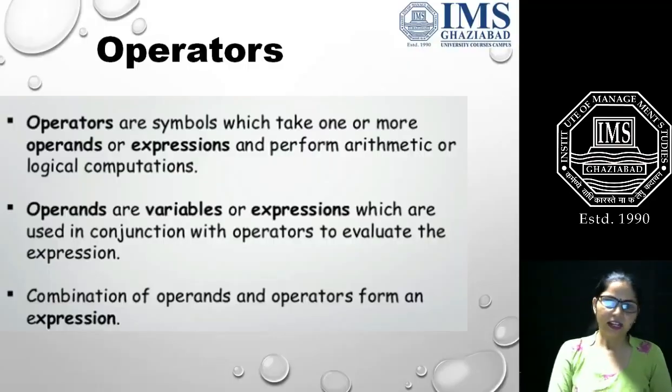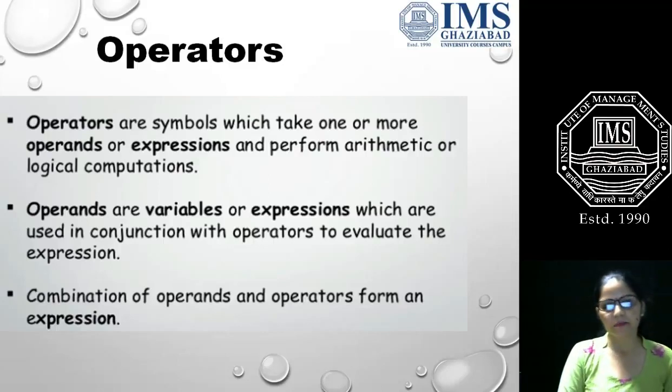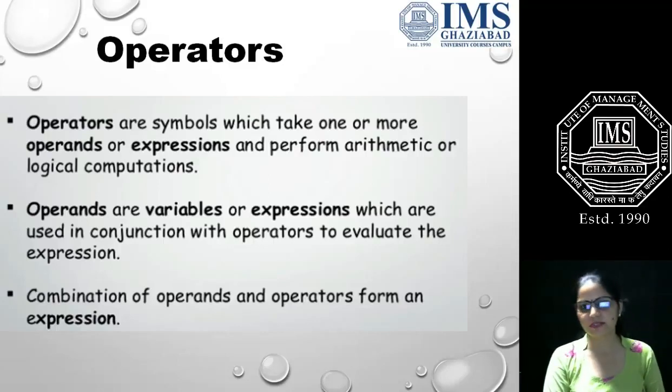Today we will be discussing operators in C. In the previous video we had discussed basic concepts of C programming. Now we have operators. Basically, operators are symbols which take one or more operands or expressions and perform arithmetic or logical computations. For example, if I say A plus B, the plus is an operator being performed on two operands, that is, between two operands, A and B.